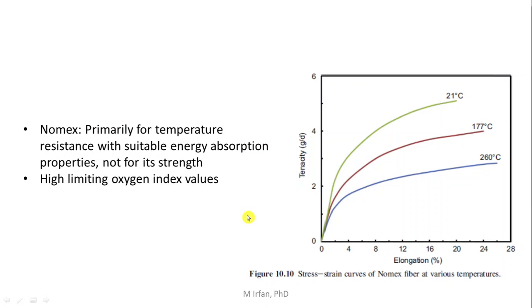Since meta-aramid fibers are thermally stable, mostly they are used for their thermal stability and not for their mechanical properties. They have high limiting oxygen index. Therefore, they are primarily used for thermal protective applications.